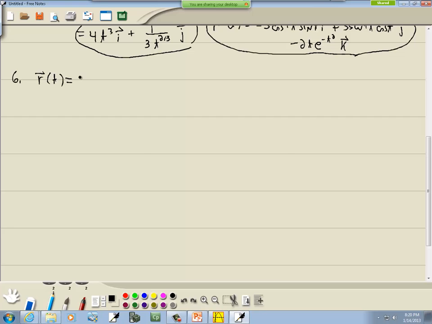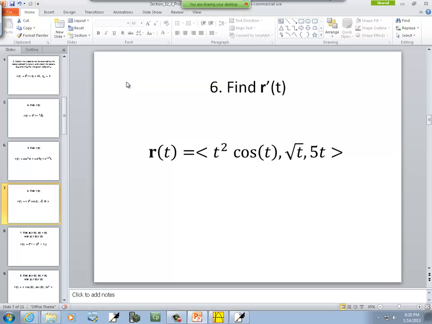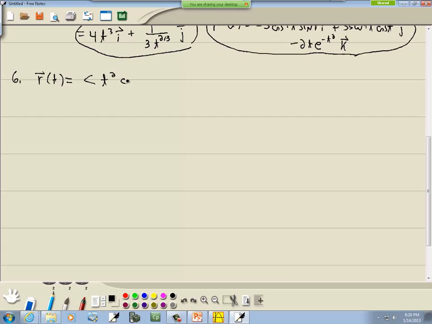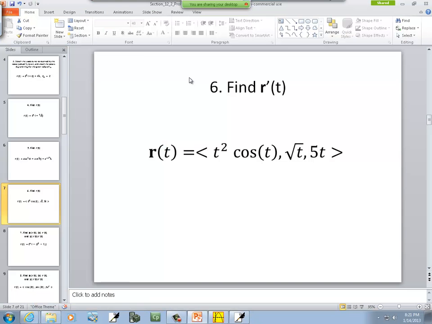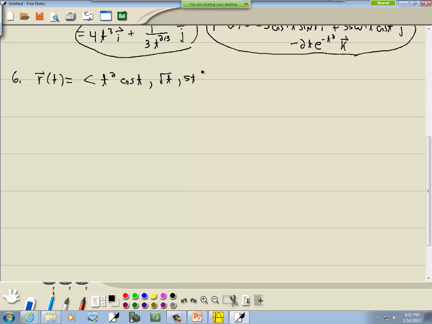R is going to equal, and again, this is still a vector valued function. It's just in this form. So we've got t squared cosine t, comma, square root of t, comma, 5t. Well, let me rewrite this. So this will be t squared cosine t, and square root of t is t to the 1/2, and then 5t. And we want to take the derivative of each component function.